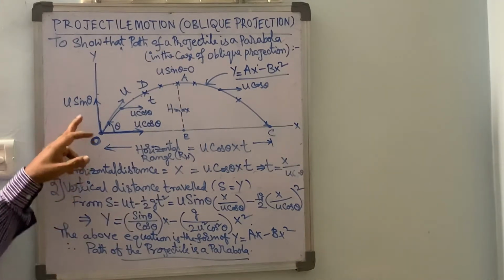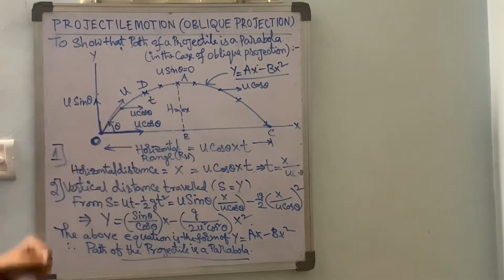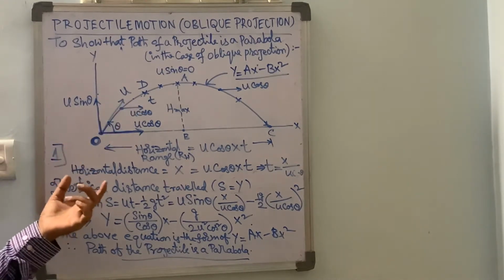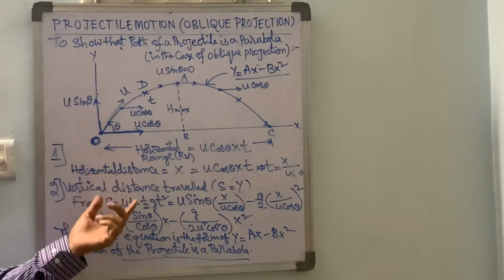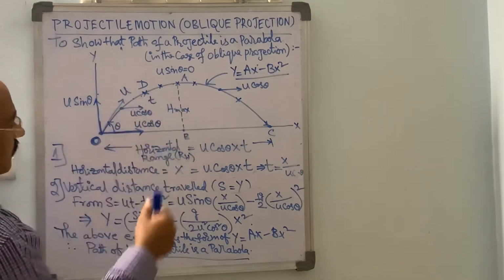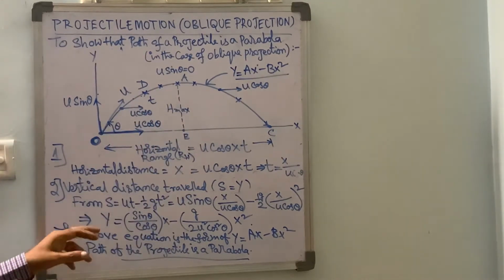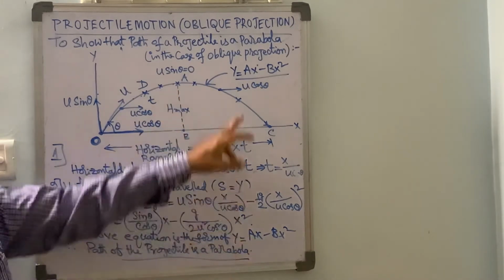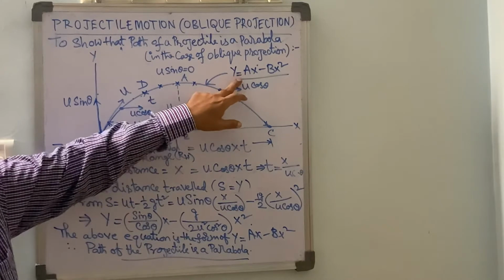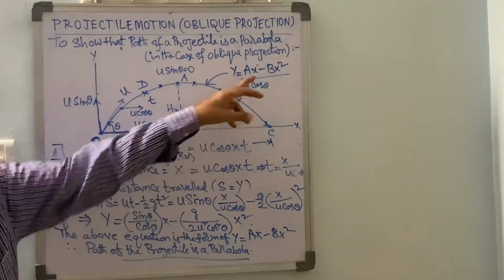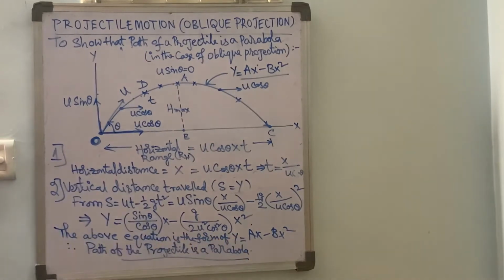So at any instant of time t seconds, we calculate the horizontal distance travelled by the body and the vertical distance travelled by the body, and show that at any instant of time the vertical distance travelled by the body is in the form of a parabolic equation y equal to ax minus bx square, which is not passing through the origin. So let us show that.